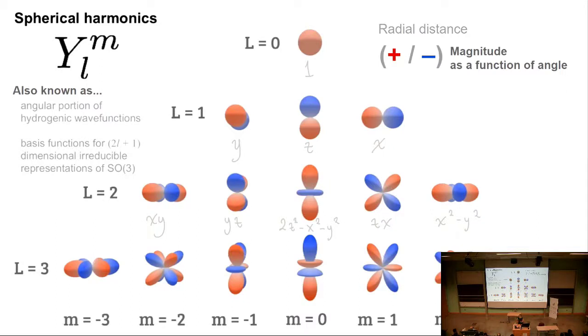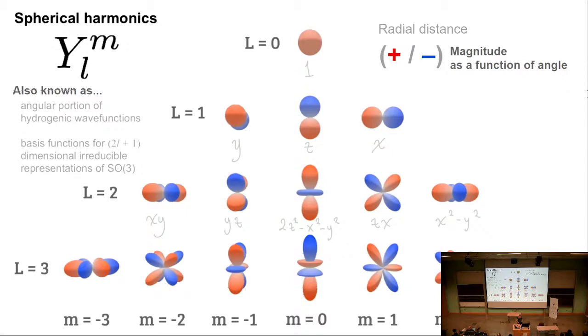The fancy version of what these functions are is that they are the basis functions of the 2L plus 1 dimensional irreducible representations of SO(3). That's the real reason why we're using them: these functions transform beautifully and simply under 3D rotations. That's if you're Googling these terms, but I think of them as functions that travel together under rotation.